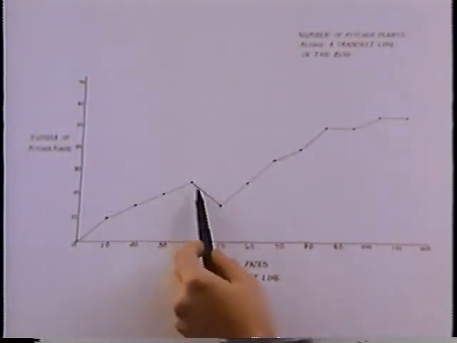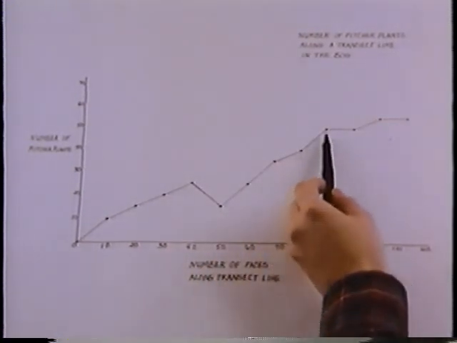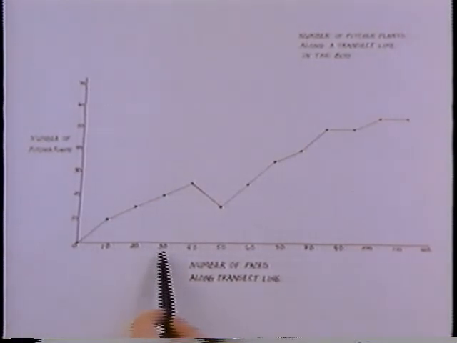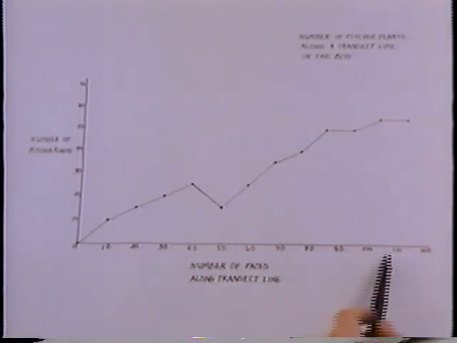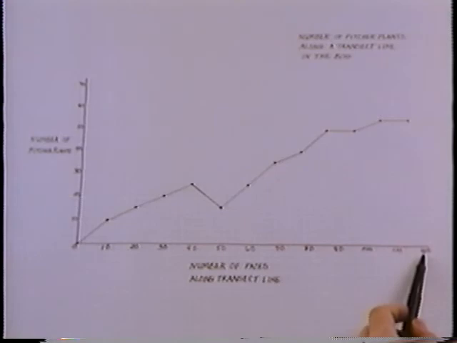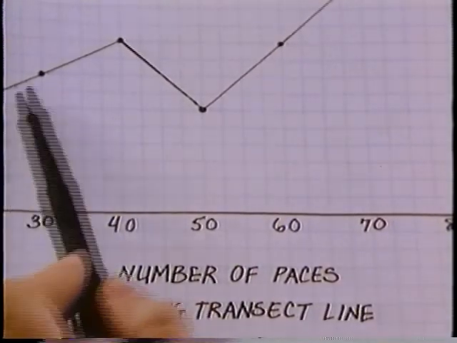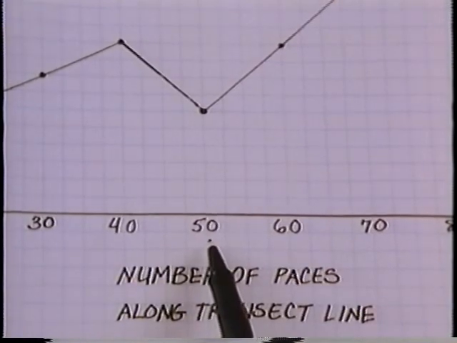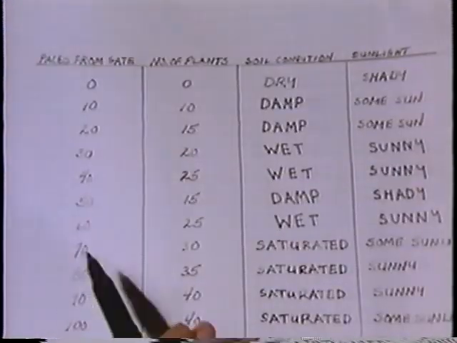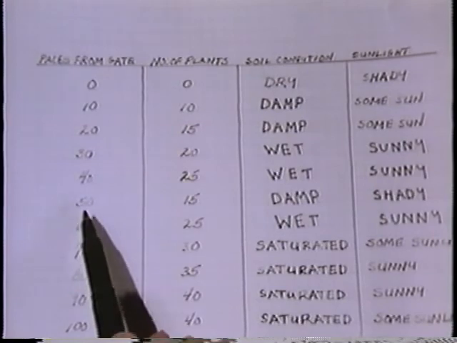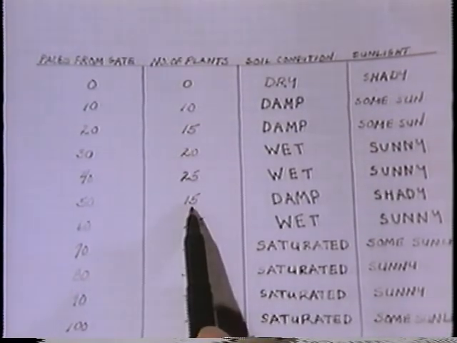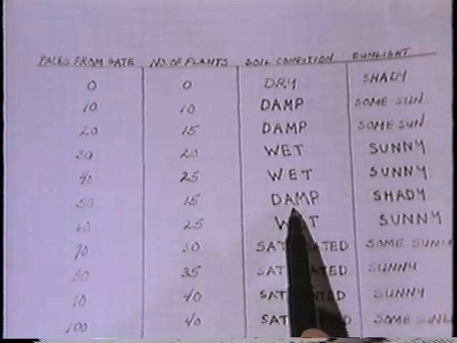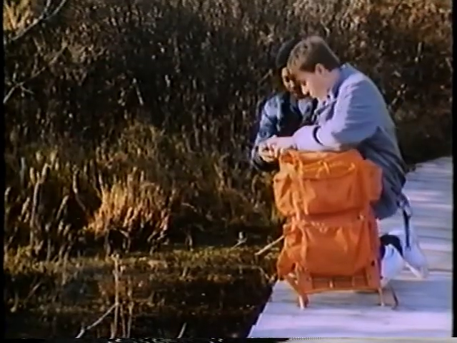We can see from David and Nathan's line graph that the number of pitcher plants increased as the boys went closer to the center of the bog. Except for one spot at 50 paces. Referring back to the data, the qualitative data shows that at 50 paces, the soil was damp, but not wet. Could this have made a difference in the number of pitcher plants thriving in this spot?